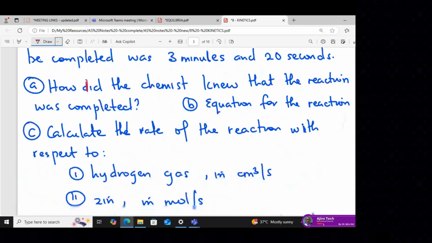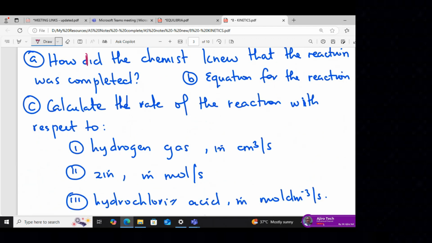Reaction C. Can you read the question? Calculate the rate of reaction with respect to hydrogen gas in cubic centimeters per second, zinc in moles per second, then hydrochloric acid in moles per second. Is that okay? Yes.